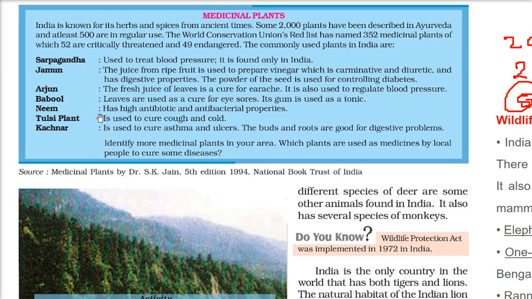It is also used to regulate the blood pressure. Babool for eye sores like styes, and the gum is used as a tonic. And neem is a good antibiotic and has antibacterial properties. Tulsi plant for cough and cold, and kachanar for asthma, ulcers, and of course digestive problems.